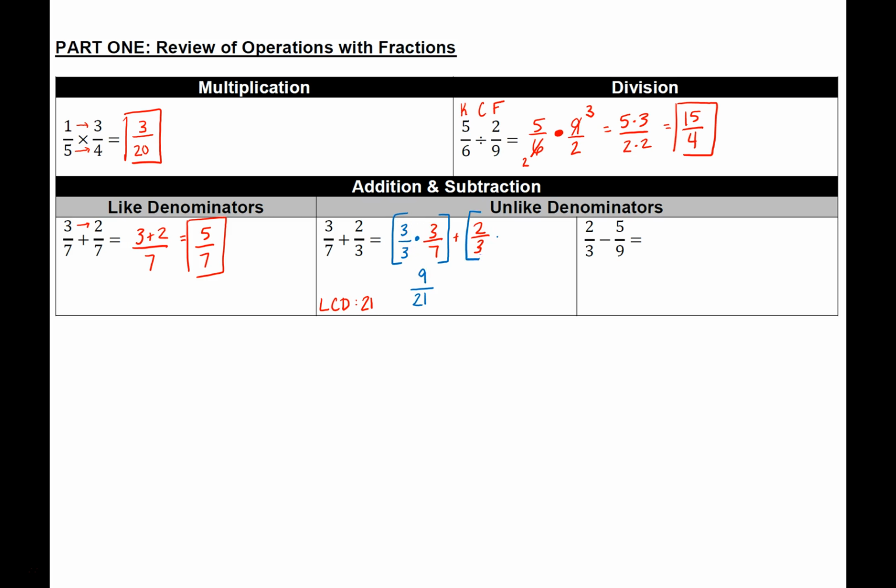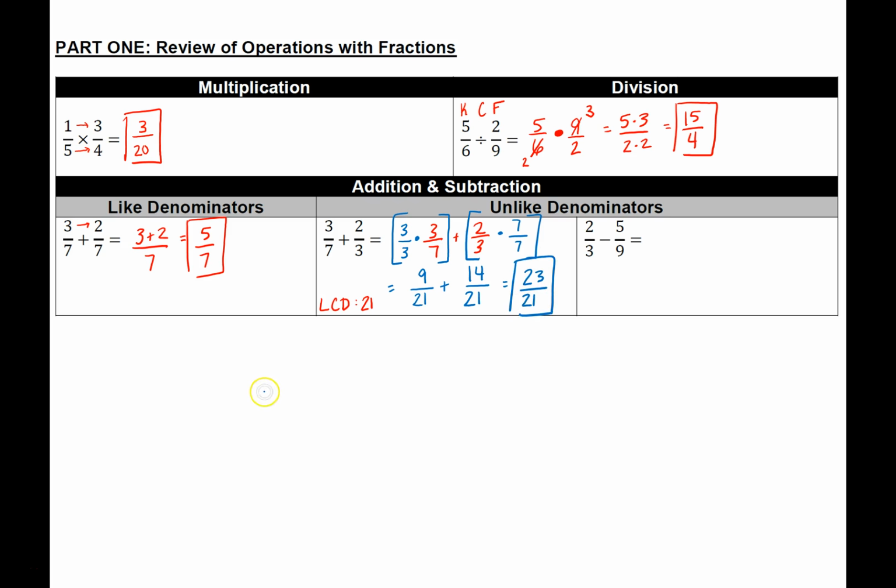Over on this right-hand side with this fraction, I'm going to multiply it by something on top and bottom, and again, I'm trying to get it to be 21, so I'm going to multiply by 7 over 7 because 3 times 7 is 21. Up top, that gives me a 14. So I now have matching denominators like I did in the previous one, so I can go ahead and add them together. It gives me 23 over 21 for my final answer there.